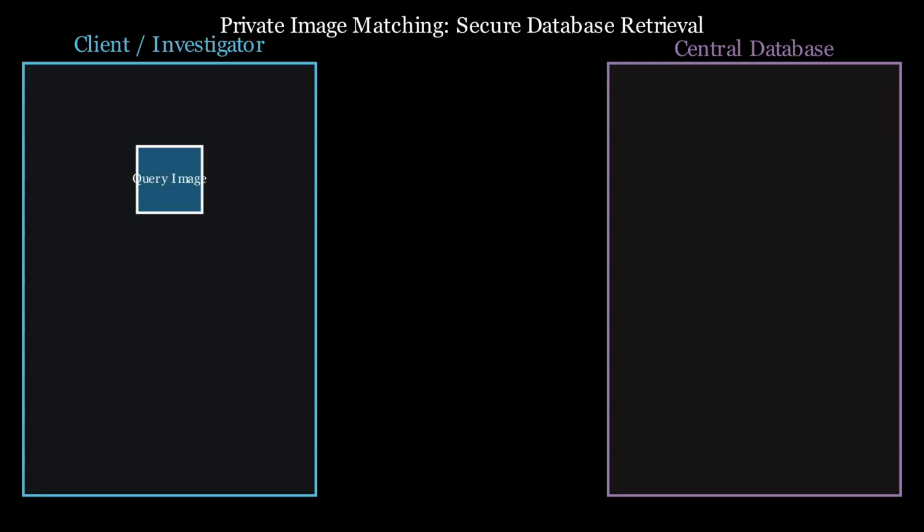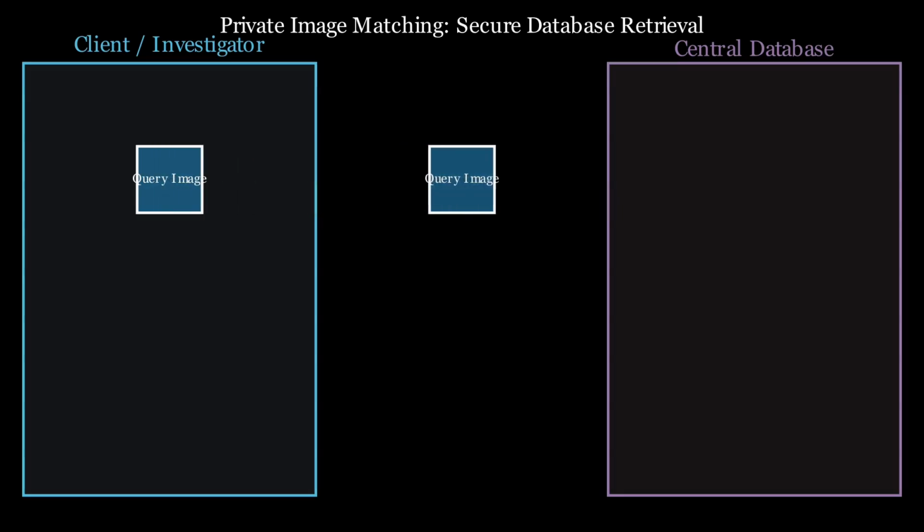Let us first examine the fatal flaw in how traditional database systems operate today. Currently, to perform a search, the client must transmit their query image to the centralized server. We heavily rely on transport layer security, or TLS, to encrypt this data while it travels across the network. This protects the image from external hackers or man-in-the-middle attacks during transit. Furthermore, the database itself might be encrypted at rest. However, there is a fundamental cryptographic gap when the data arrives at its destination.